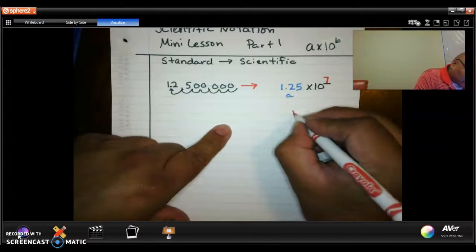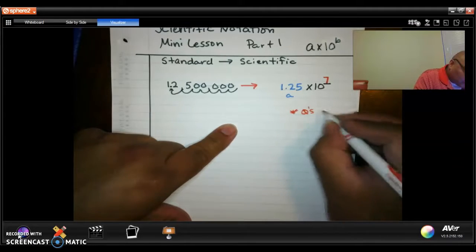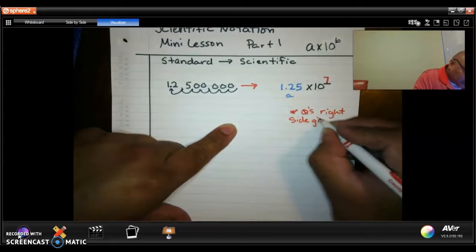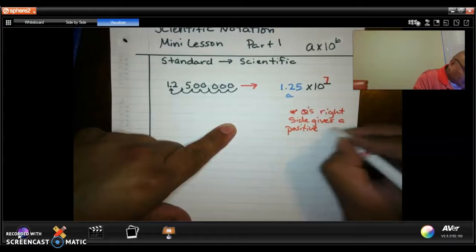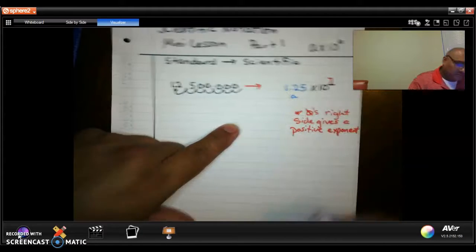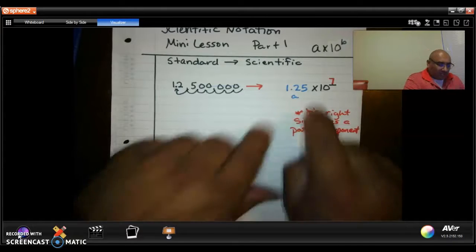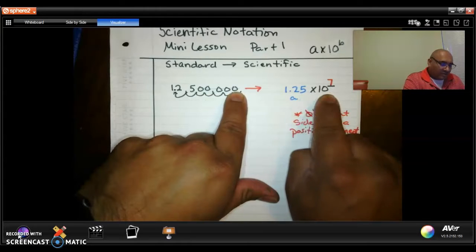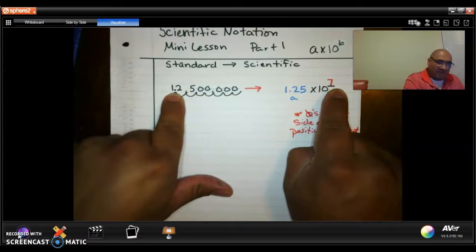So I'm going to make a little note. Zeros on the right side give a positive exponent. So remember guys, drop off your ending zeros because that's part of our goal, times 10 to the power of 7. 1, 2, 3, 4, 5, 6, 7.